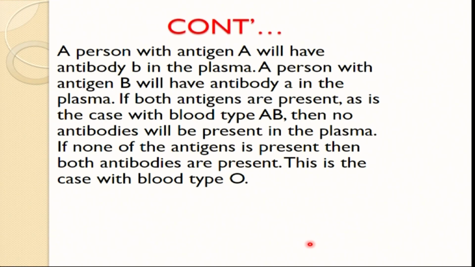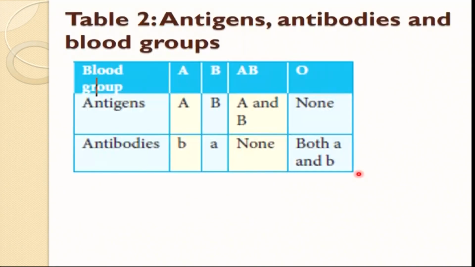If none of the antigens are present, both antibodies, A and B, are present. This is the case of blood group O. When you have both antibodies A and B, it means that the blood group is O. Let's have a chart that shows how these antigens and antibodies correspond.